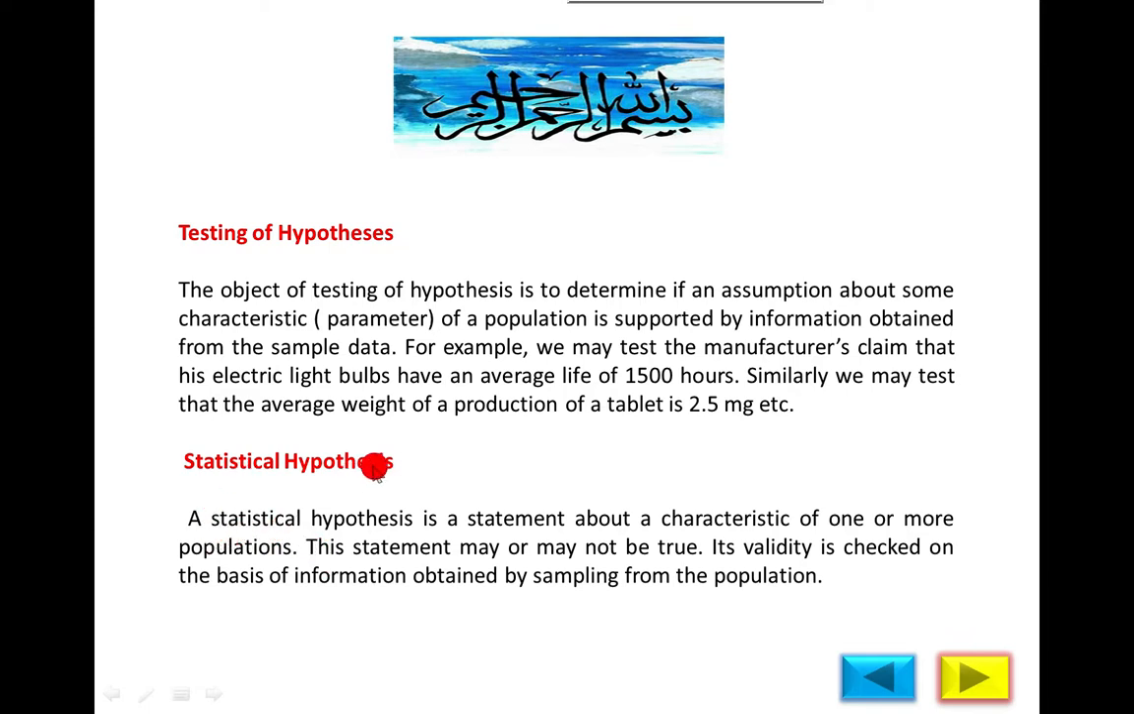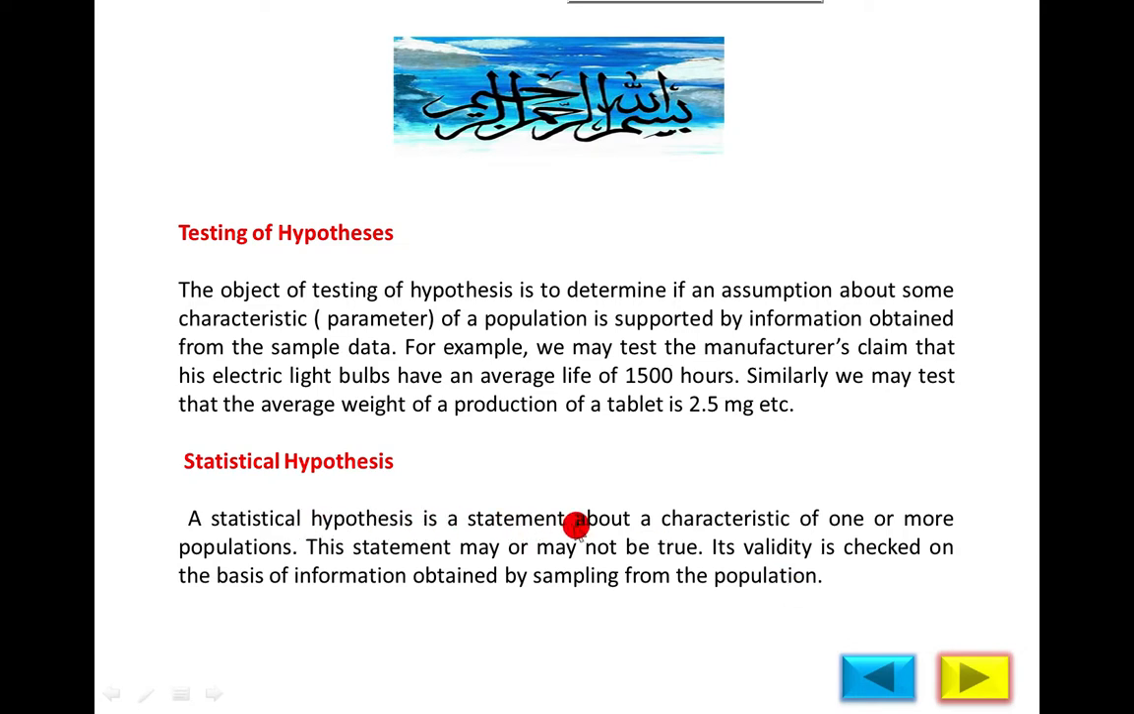So what is a statistical hypothesis? A statistical hypothesis is a statement about a characteristic of one or more populations. This statement may or may not be true. Its validity is checked on the basis of information obtained by sampling from the population.